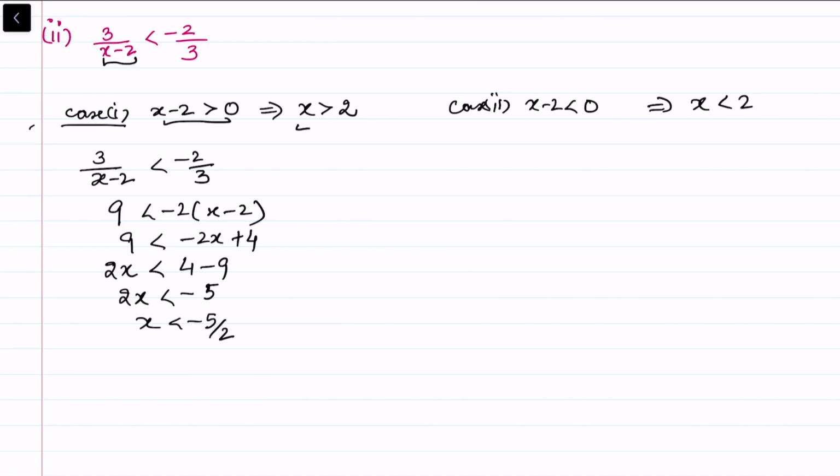So we are saying x is greater than 2 and less than 5 by 2. It is not possible. You can see we will not be able to find any x which satisfy this. Look at the other case.